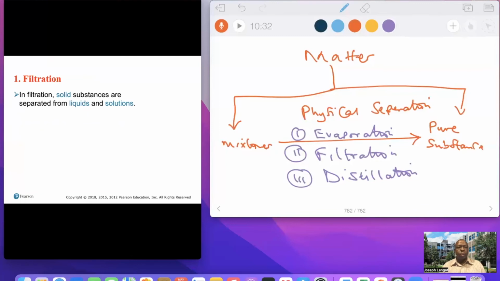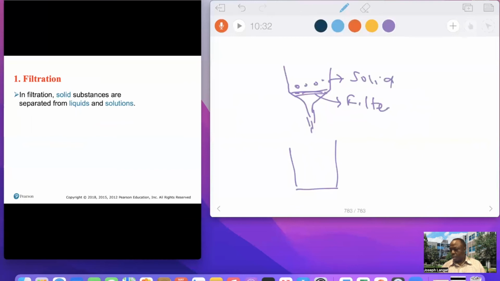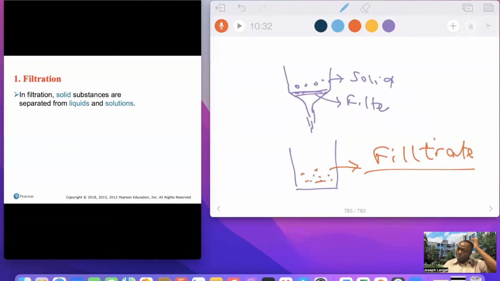You pass the liquid through some filter. So here, what goes on here, let's say here is the filter, and then there is the solid here. And then here, it's important to understand this is called the filtrate. Filtrate is the liquid portion which goes through. We separate solid from liquid by physical means, by passing the liquid through a filter.